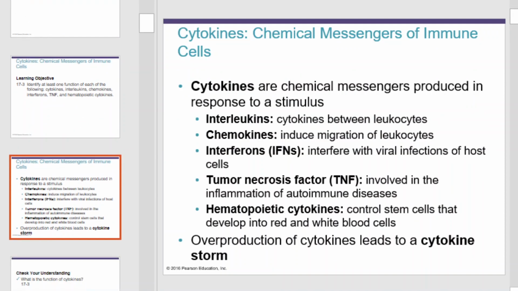Cytokines. Cytokines are chemical messengers produced in response to a stimulus. Cytokines include interleukins, chemokines, interferons, tumor necrosis factor, and hematopoietic cytokines. Interleukins are cytokines between leukocytes. Chemokines induce migration of leukocytes.